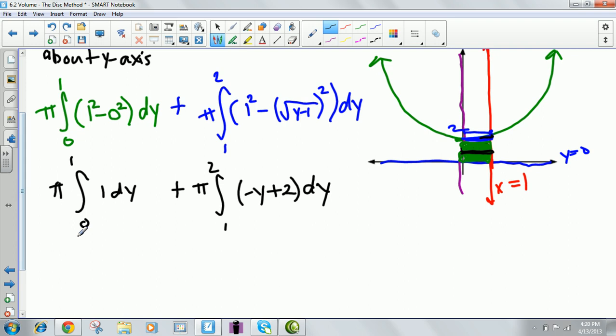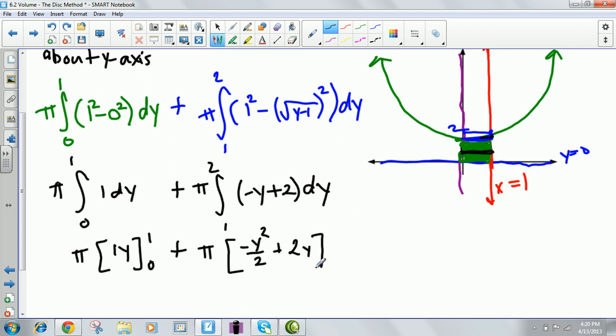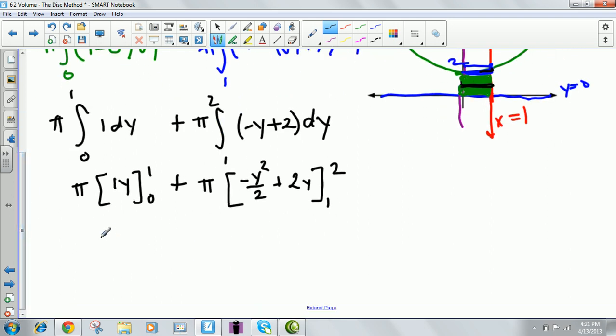Now we can integrate. When you integrate this, you'd end up with 1y, and integrating this, you'd end up with negative y squared over 2 plus 2y. And that goes from 1 to 2. This isn't an even function, so you can't do what we did last time. And so this is just pi.